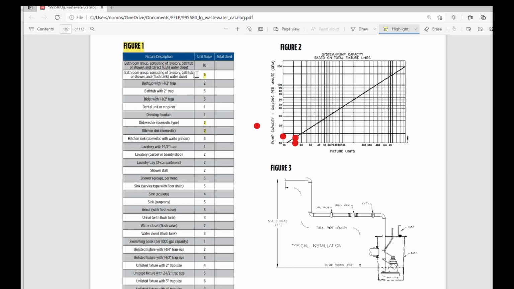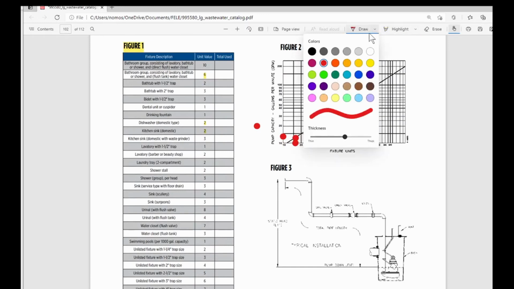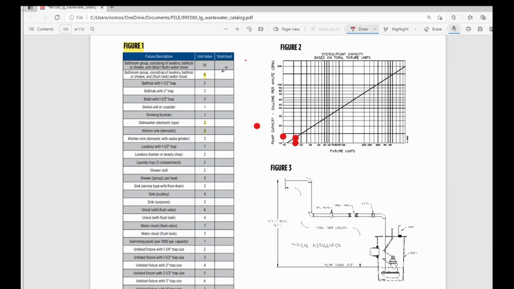So to start with, I'm going to add up every fixture in my house. Okay. And I've already got them highlighted, but I'll go ahead and go down the list for you. I have a bathroom group. Actually, I have 2 of those. So let me draw a 2 here. And we'll say 2 of those, which adds up to 12, so might as well write that in there.